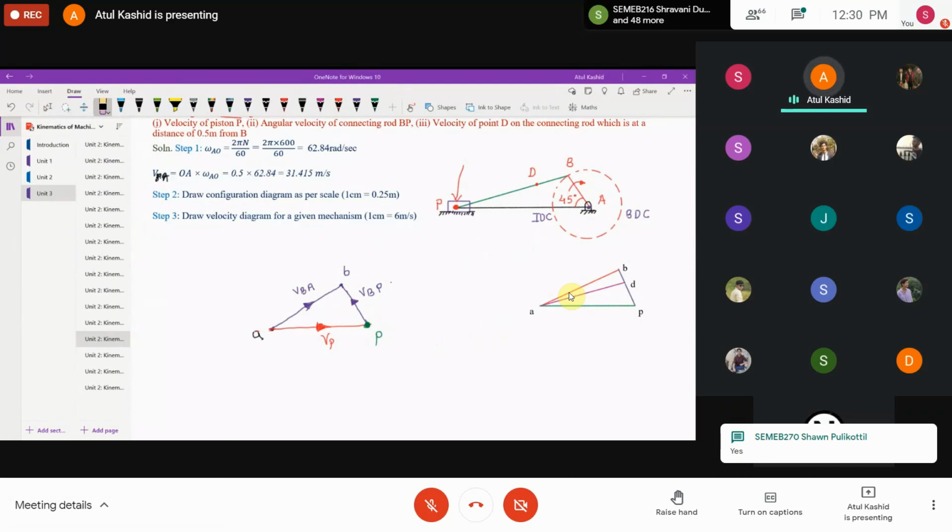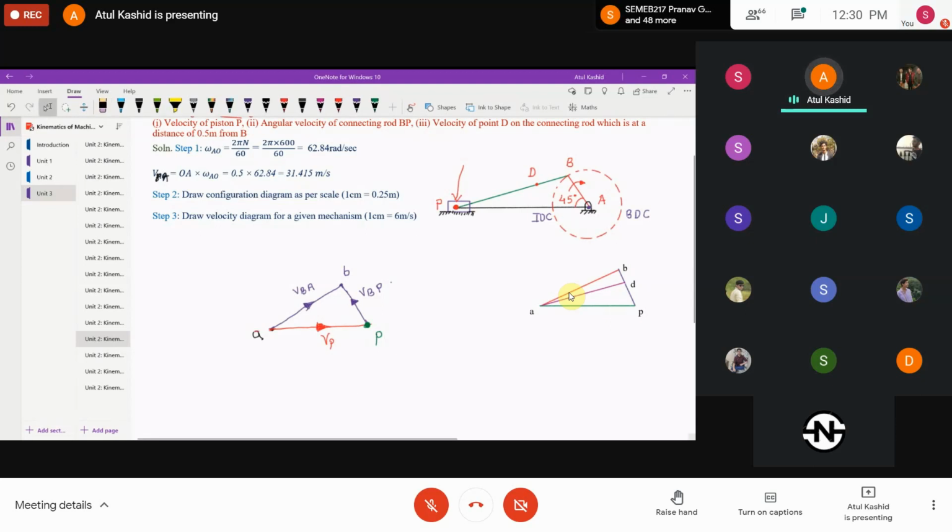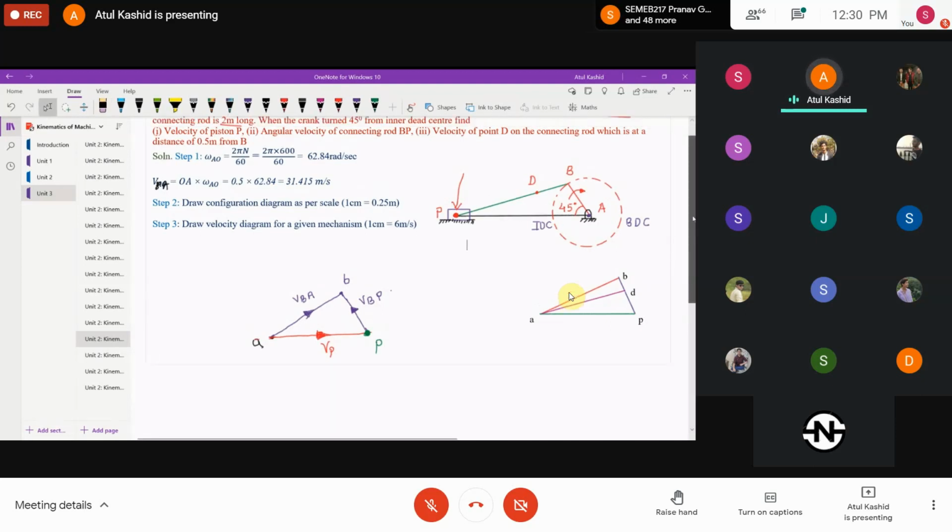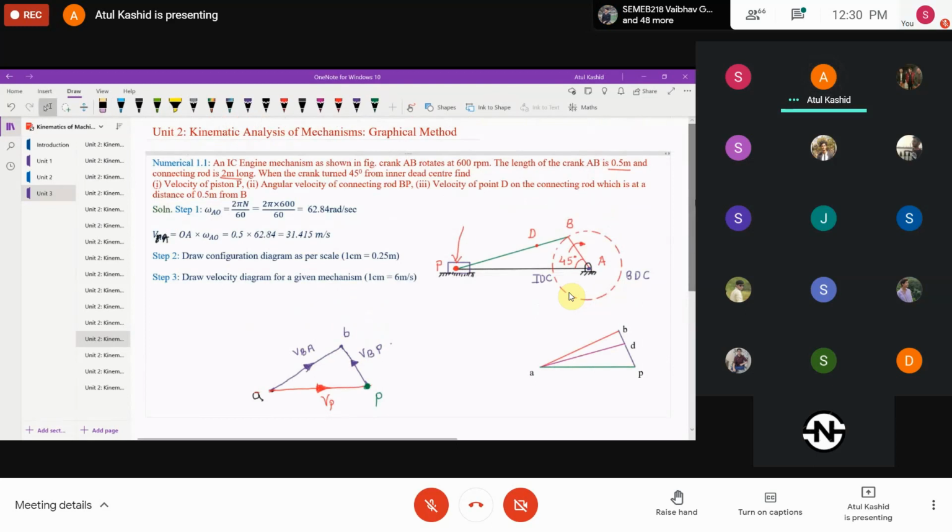Okay, so now we'll move to the question, what they have asked, because we have finished with the velocity diagram. We still need to locate the point D, which we'll see later, but first we will calculate whatever they initially asked. They have asked us the velocity of piston P. Remember here, when they only talk about the velocity of any point, it will always be with respect to some fixed point. For example, here point A is fixed. So velocity of piston P means the velocity of the point P with respect to the fixed point.